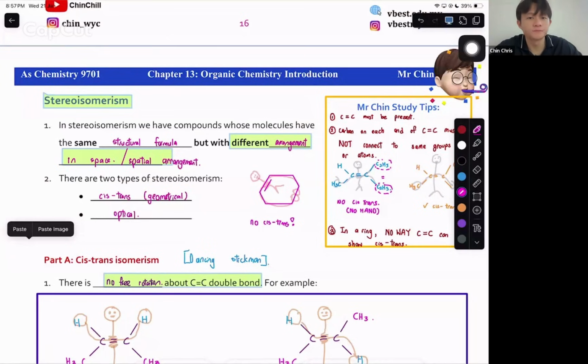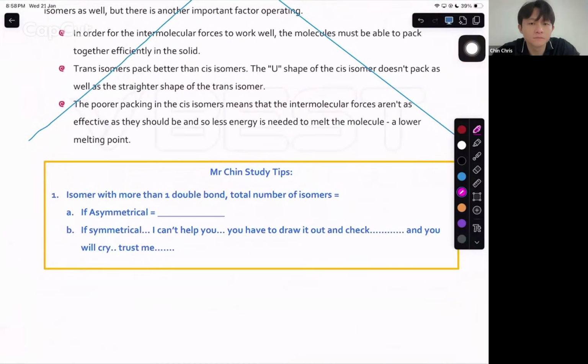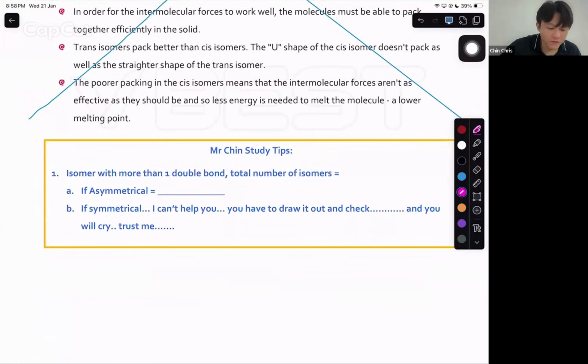All right, guys, now let's continue. Okay, I want you guys to look at this part of my study tips. Any isomer with more than one double bond, if it's asymmetrical, I can use 2 to the power of n here. n stands for number of cis trans. So guys, if it's asymmetrical, then sorry, there's no way you can identify. So for asymmetrical, you have to draw it out and identify. Please write it down.